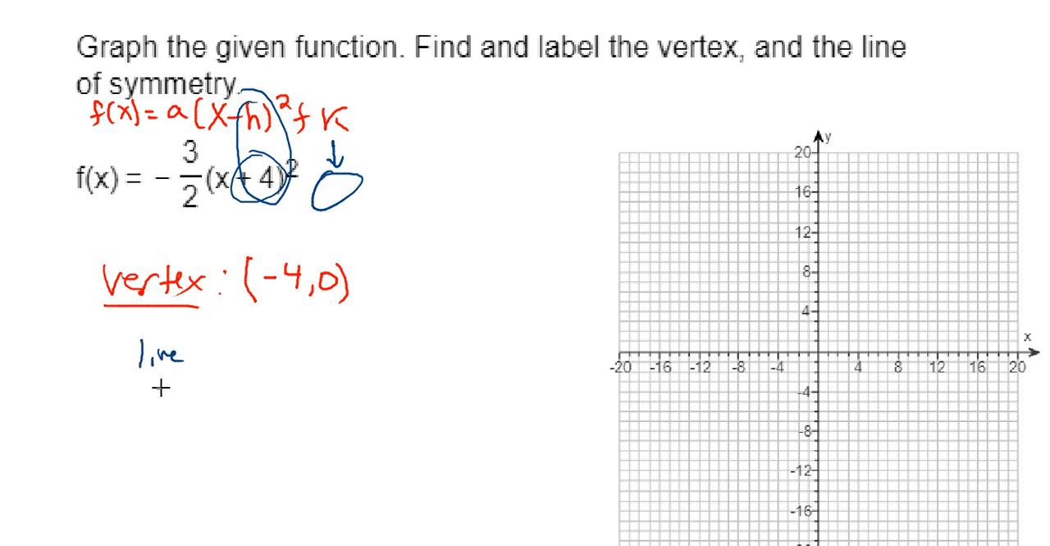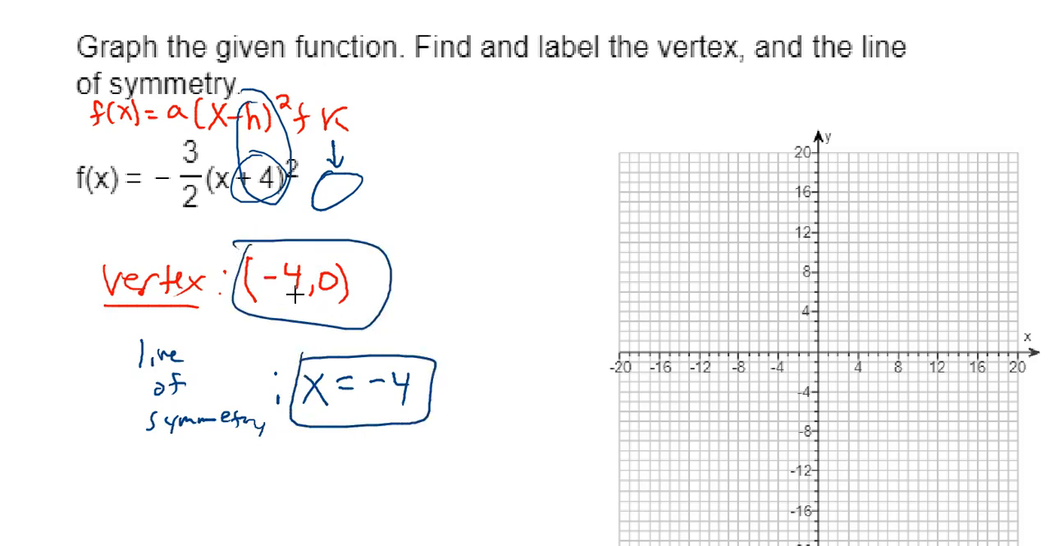The line of symmetry is going to be, I shouldn't do an equal sign there. Let's do it like this. It's going to be x equals negative 4. So whatever the x coordinate of the vertex is, that'll be the axis of symmetry. x equals that number. So again, let's plot that point. We have negative 4 comma 0. All right. And then we have the axis of symmetry.